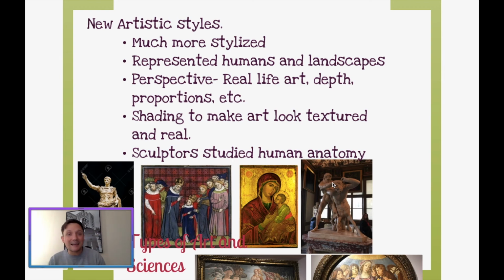We saw much more stylized art, much more beautiful art, composed with certain images and symbols and different things inside of it, right? We are now going to also start to see art that represents humans and landscapes properly, providing depth and a three-dimensional value, right? Also, speaking much more stylized, you had more individual-looking faces. You put the imperfections of someone's face in their painting, so it actually gave them a little bit of character, right? Perspective, including real-life art, depth, proportionality, using our Vitruvian Man and things like that. Shading, to make art look more textured and much more real. And sculptors are even going to study human anatomy so they can better create human forms out of marble.